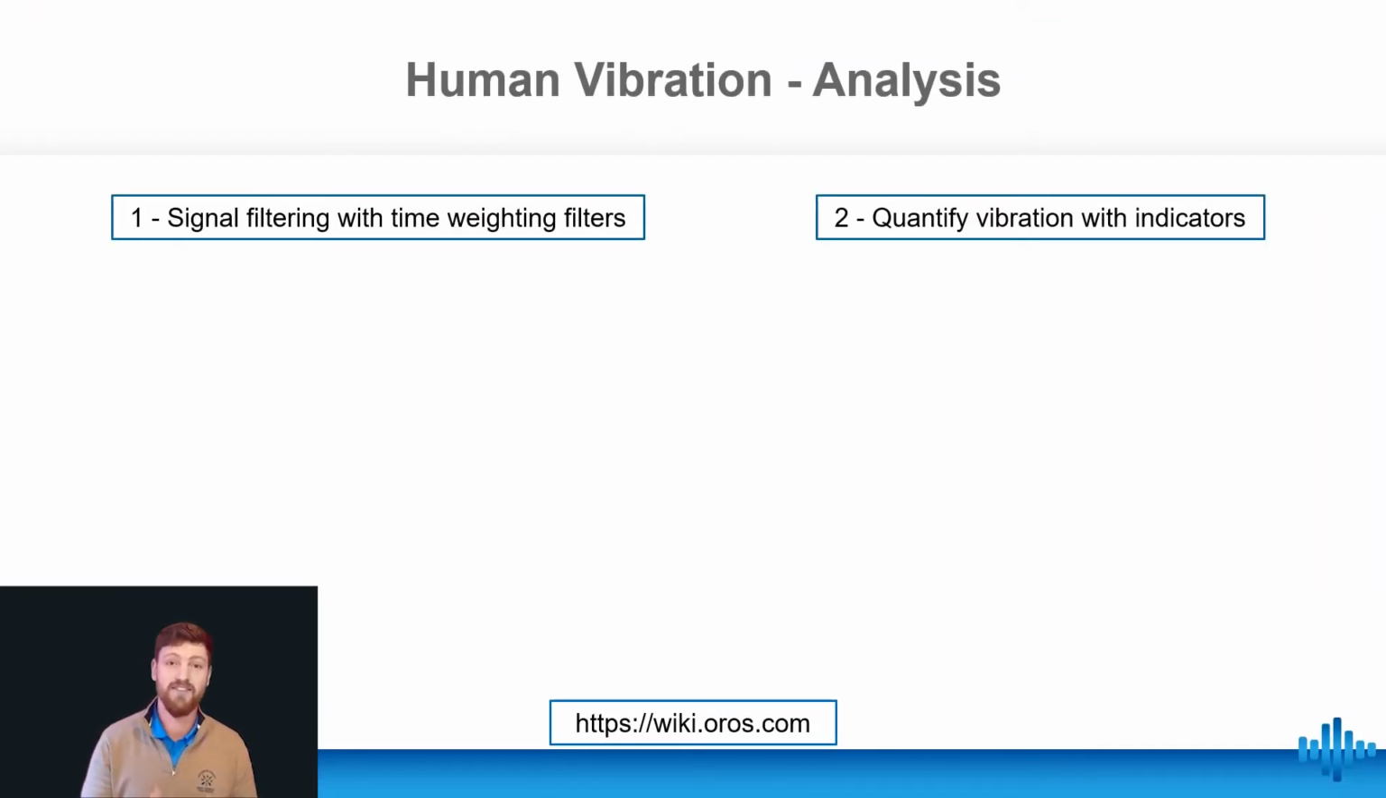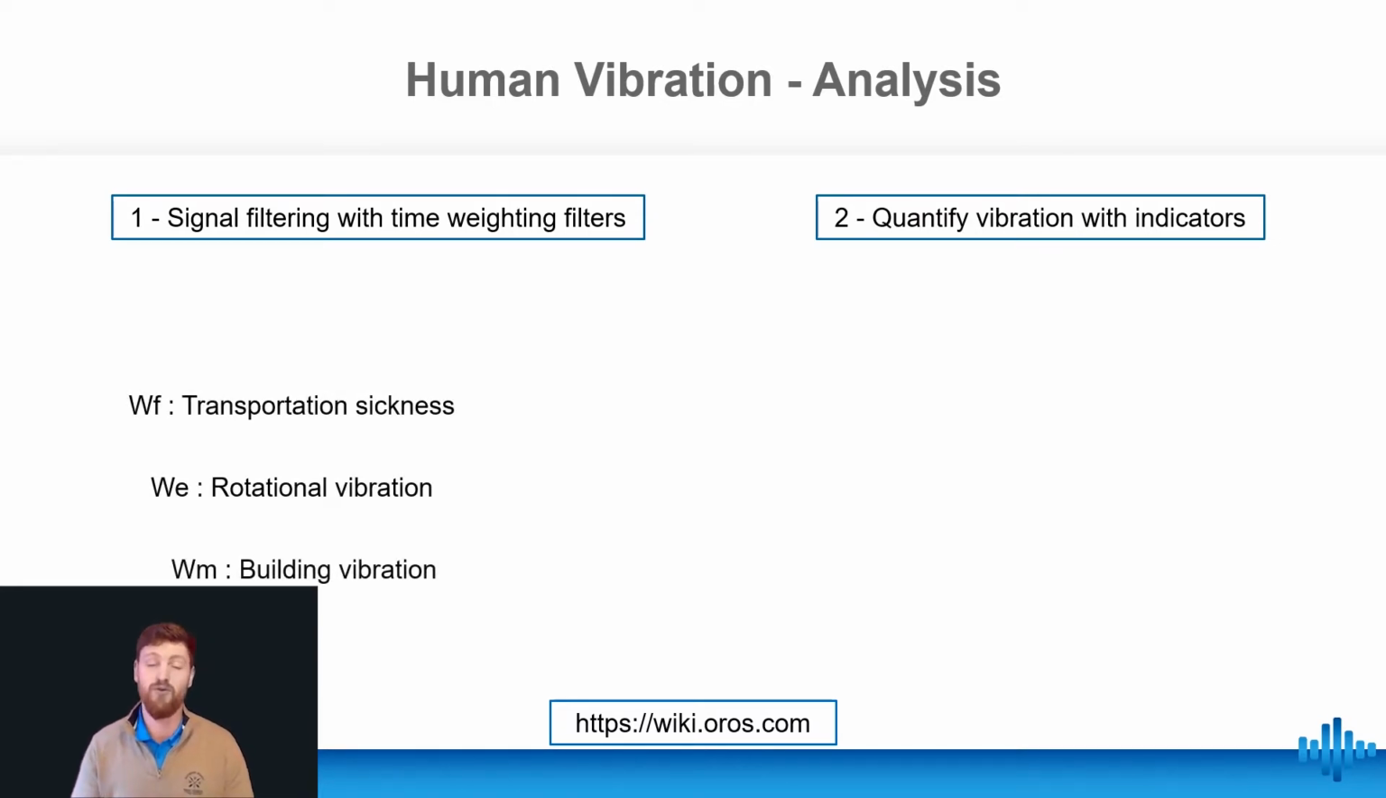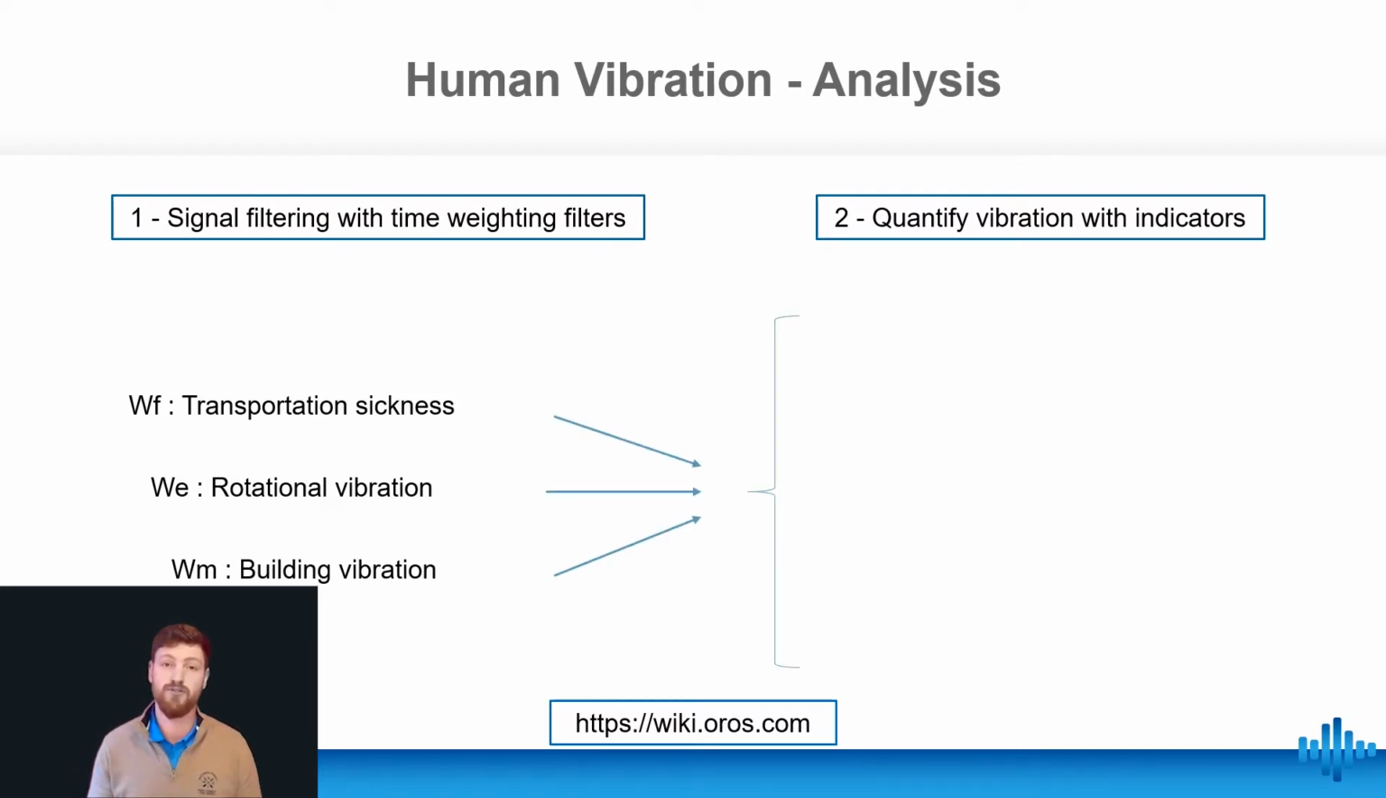So we can read in the standard that there are two parts for the analysis. The first part is the filtering process. We apply dedicated filters depending on the conditions we want to study. For example, there is a filter Wf for motion sickness. There are filters for buildings, vibrations, and so on and so on.